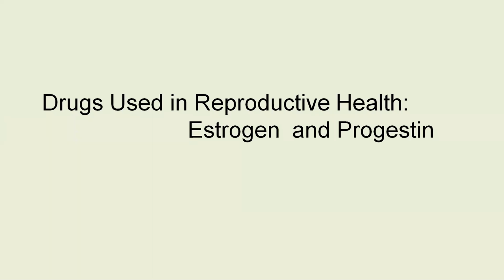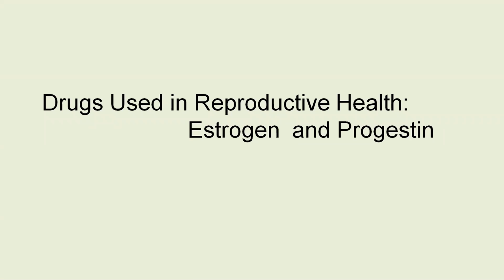Good morning, students. So today we will be talking about drugs used in reproductive health: estrogen, progestin. This chapter is also about the contraceptives which we use. That will be dealt with in the next chapter, as well as antiprogestin.